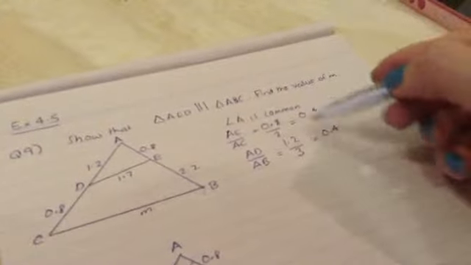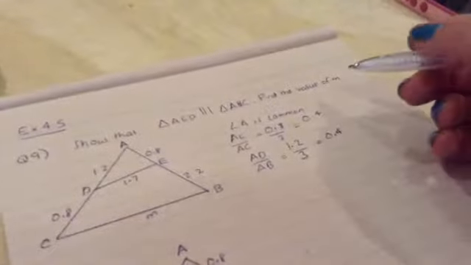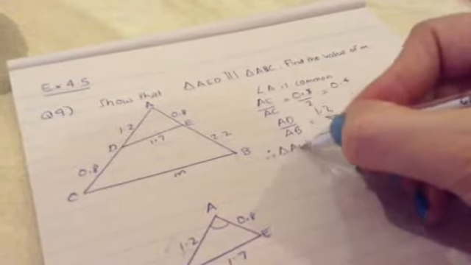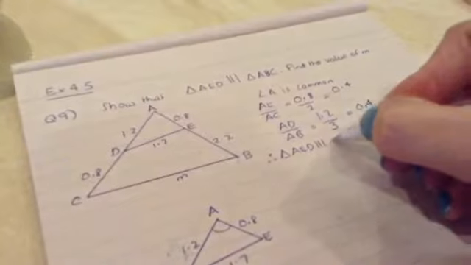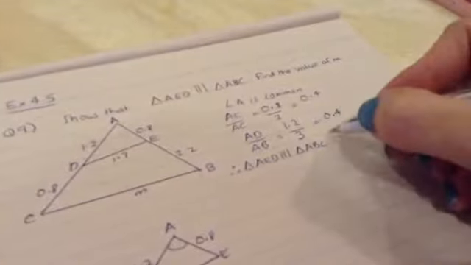So we have two pairs of sides in the same proportion and their included angle is equal. So we can conclude that the two triangles are similar. Therefore triangle AED is similar to triangle ABC. And you've got to state why.